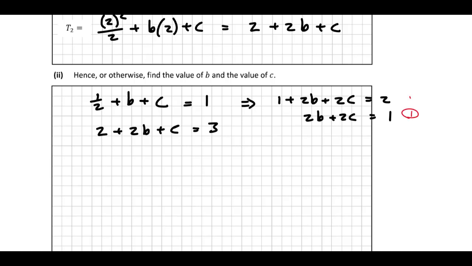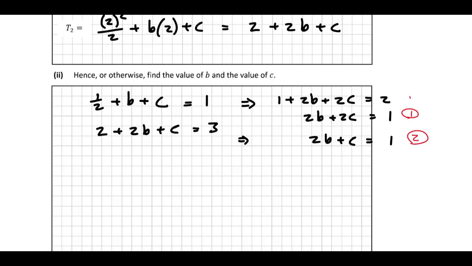Let's have a look at equation number 2. All I'm going to do with equation number 2 is bring that 2 over here. Subtract 2 from both sides. So that will give me 2b plus c is equal to 1. This is equation number 2.